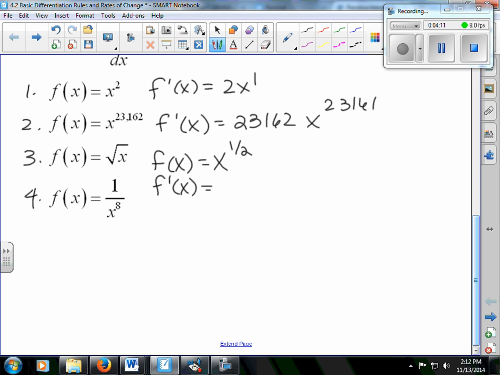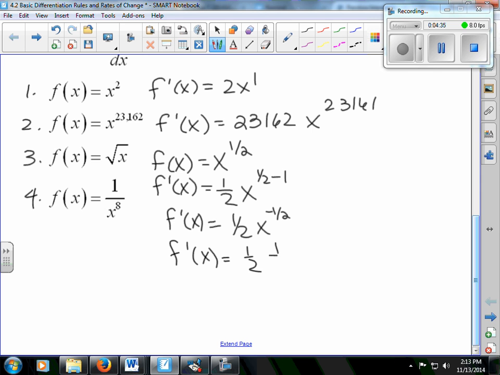Well, now that I see that this is x to a power 1/2, I use my power rule. So I get 1/2 x to the 1/2, and I'm supposed to subtract 1. Well, what is 1/2 minus 1? That is negative 1/2. And now I want you to be able to rewrite this again. What is x to the negative 1/2 power? Well, that's 1 over x to the positive 1/2 power. And a 1/2 power is a radical. And so this derivative turns out to be 1 over 2 radical x.